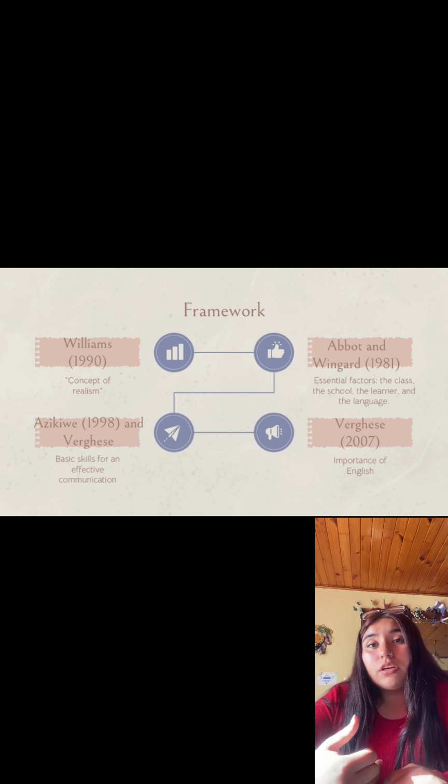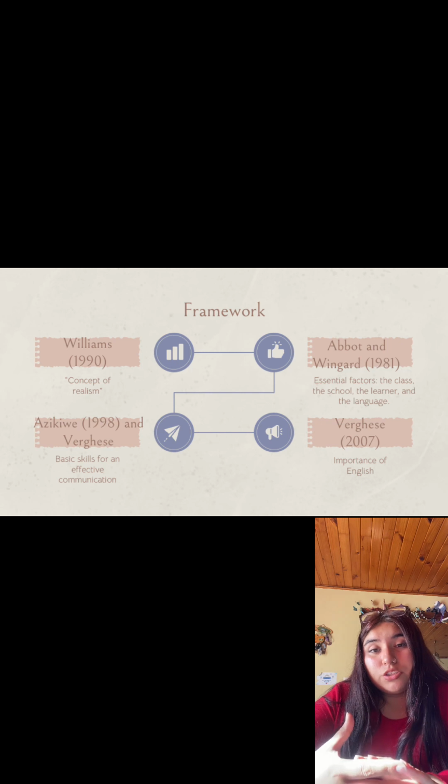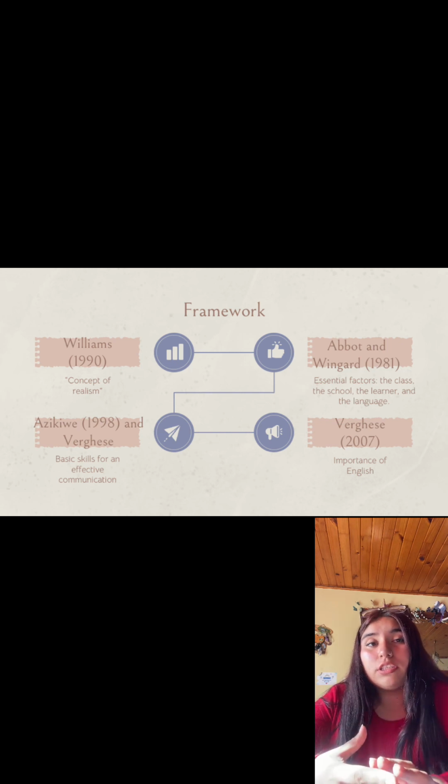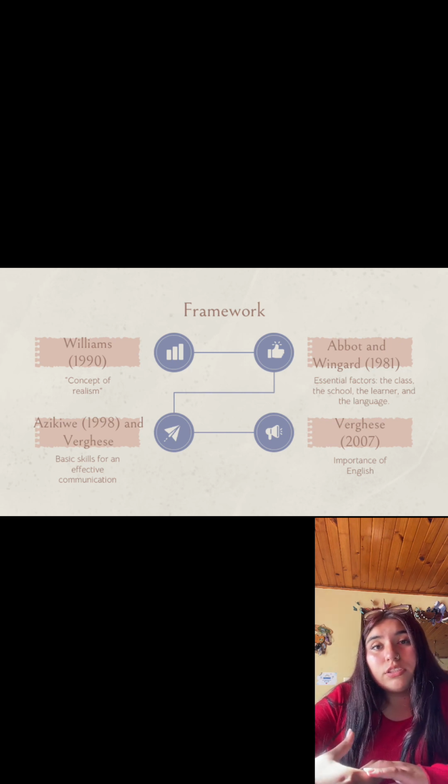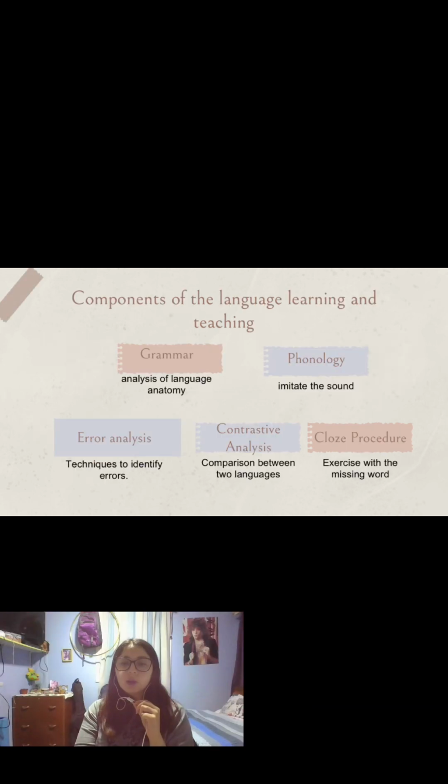Vergés also speaks of the importance of English in communication, as it is regarded as a world language, facilitating the communication of people from different cultures. The first component we have is grammar. Dr. Sweet defined grammar as the science of language and the practical analysis of language anatomy. Grammar helps us to create meaningful sentences in the correct manner.